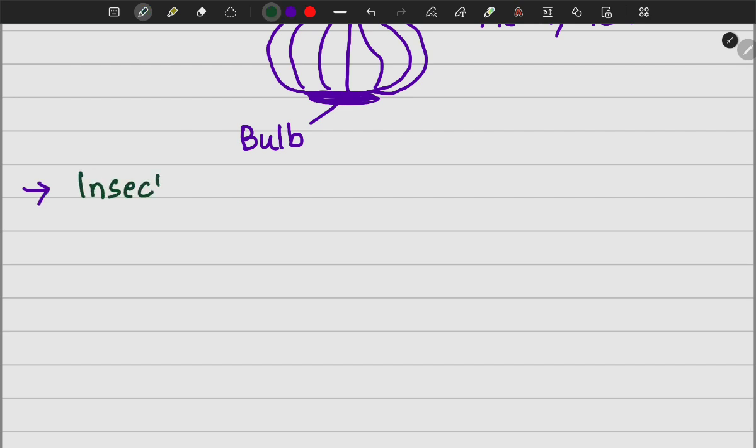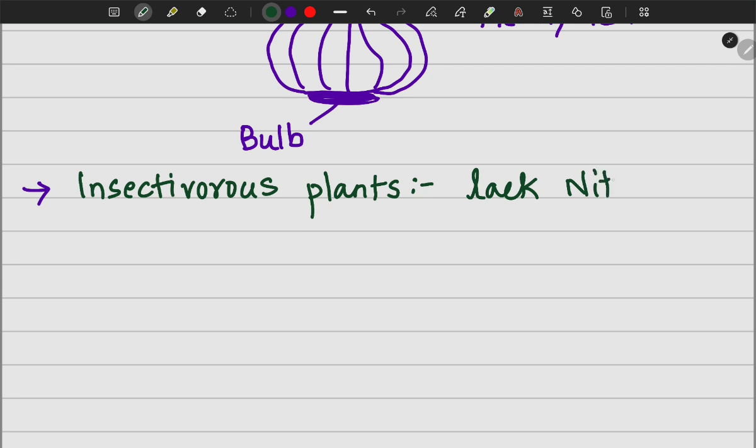insectivorous plants. So insectivorous plants are those plants which feed on insects. And why do they feed on insects? Because they lack nitrogen. They grow in a place where the soil does not have nitrogen. So in order to overcome this nitrogen deficiency, they feed on insects. And how do they do that? Their leaves modify into special structures that trap insects.